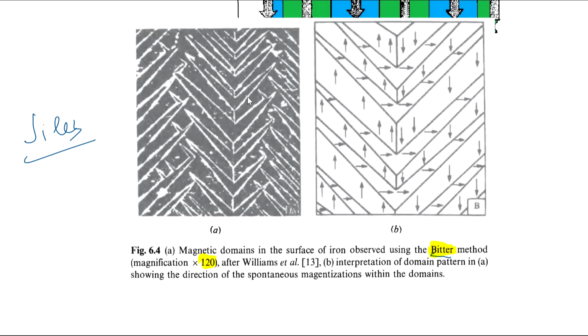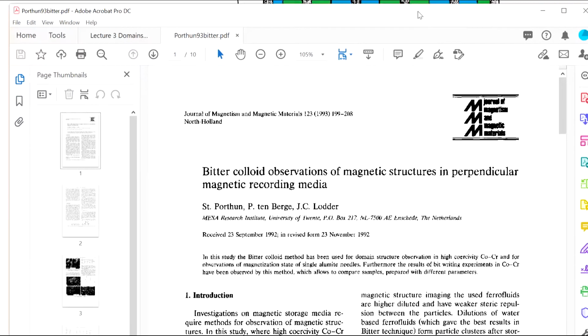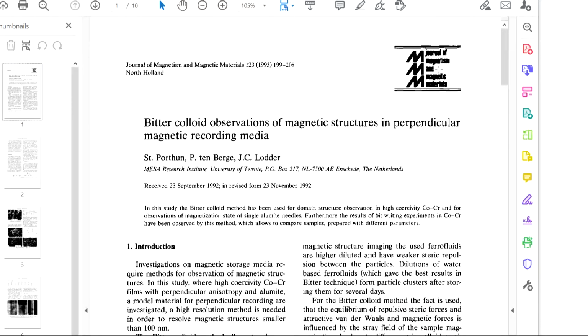And actually, if you look at scientific papers, and I will pull up one of them for you now, it is a common technique. The reason why I'm pulling up the paper is to show you, this is a paper published in the Journal of Magnetism and Magnetic Materials. You can see that it is Bitter colloid observations. So Bitter uses this powder. The one thing that I would like you to note is the year. It's 1993. So 1993 is 20 years ago, but it's a well-known method.